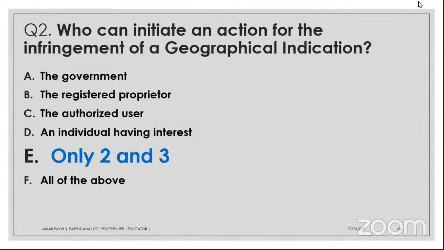It is 2 and 3. Registered proprietor and the authorized user. The government doesn't interfere unless and until the registered proprietor of that particular area and the authorized user complain that someone is misusing our tag. So the government won't be taking any action for the same.